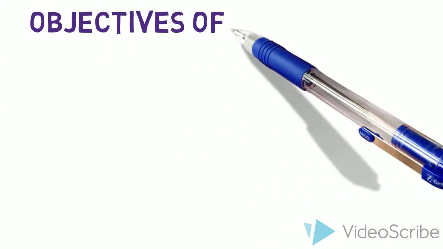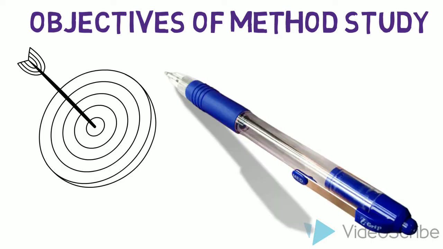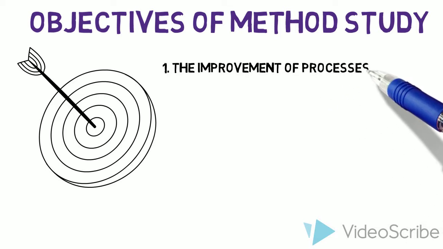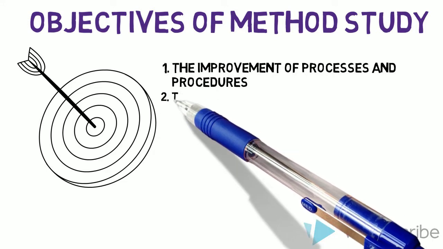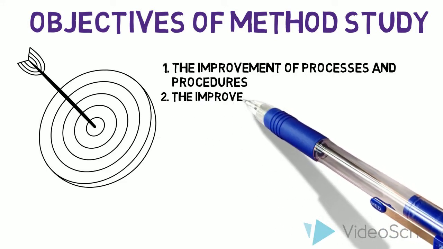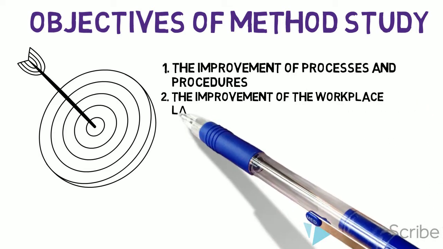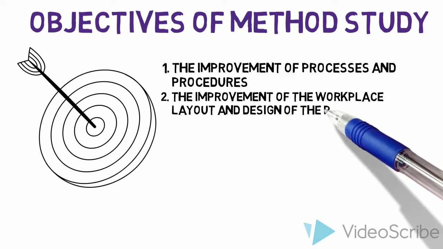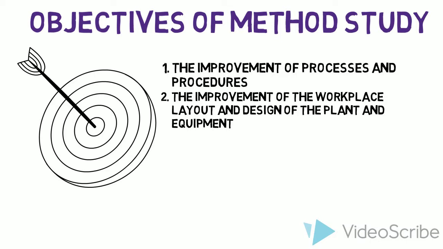Method study can be used to achieve the following things. You can use it when you want to improve your processes and procedures. It helps you examine your current processes and helps you see how you can make them better. It can help you improve the workplace layout and design of the plant and equipment. When you improve your processes, some of the improvements may lead you to changing everything about your workplace so as to make the procedure of your work better.